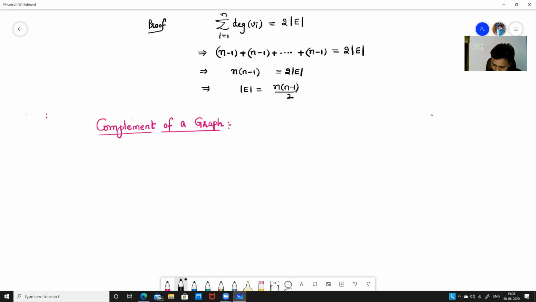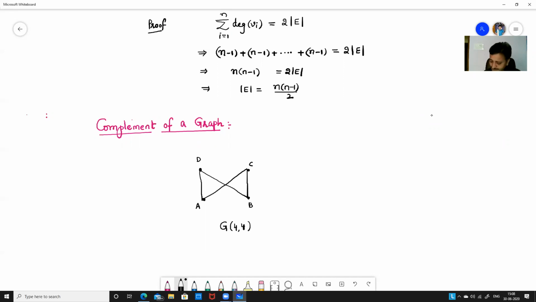Just assume that I have a graph with 4 vertices. Name them as A, B, C, D. Assume that it is a given graph, G of V comma A. How many vertices do we have? 4 vertices, A, B, C, D. How many edges? 4 edges.